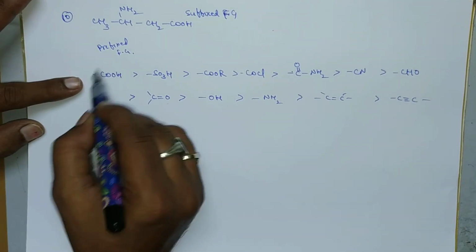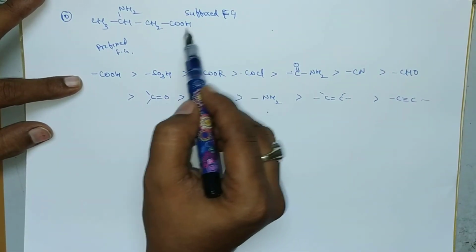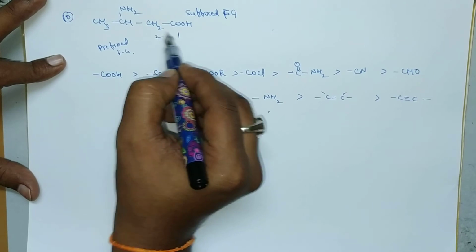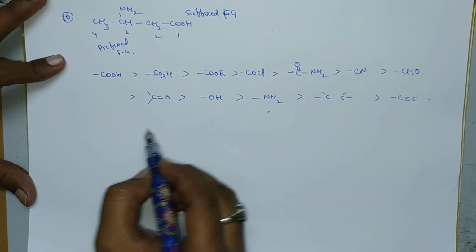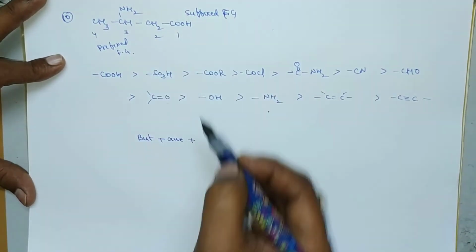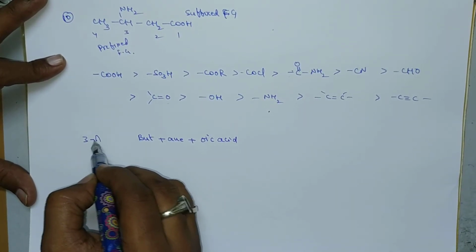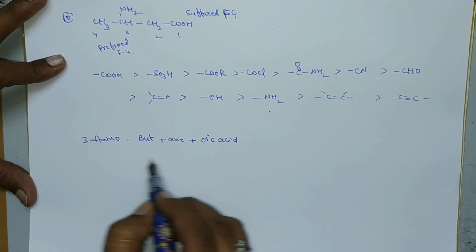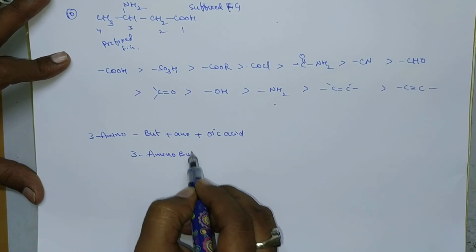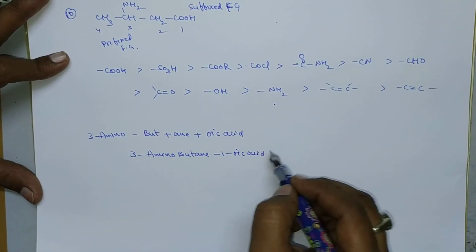So we have to give first preference to acids, and then to amines. Here the amine is present. So the suffixed functional group is the acid, and the prefixed functional group is NH2. Now we have to number like this: 1, 2, 3, 4 only. The root word is but, plus all single bonds means ane, plus oic acid, and the substituent is present at the third carbon. So 3 amino. If NH2 is there, we call it amino. So that is 3 amino butane 1 oic acid. This is the total name of the molecule.